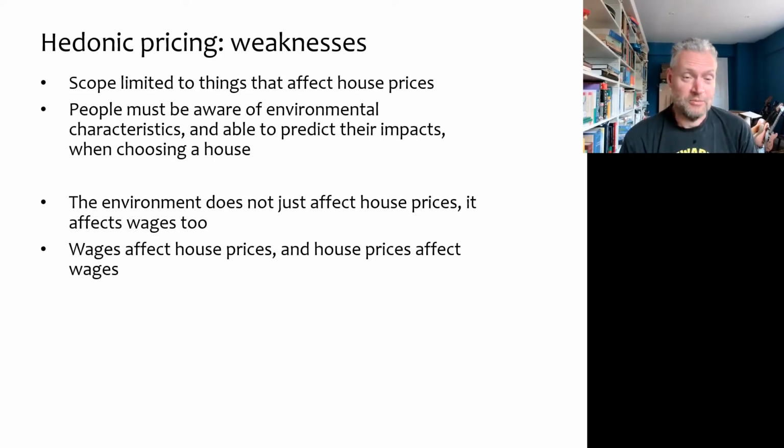A negative thing about hedonic pricing, or a weakness of the hedonic pricing method, is that you can only value those things that matter to house buyers. So those are again direct use values. You may argue that perhaps it can measure bequest values as well, because people want to leave their house for their children, but that is actually pretty rare.